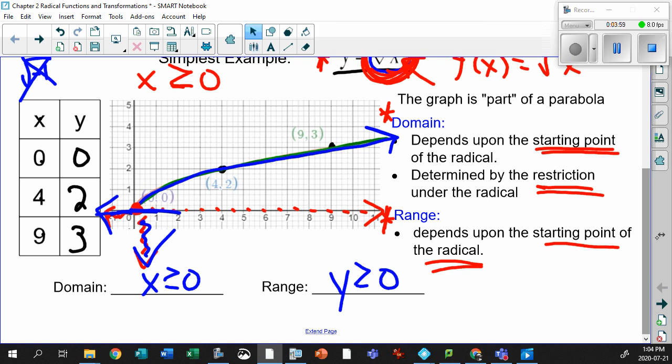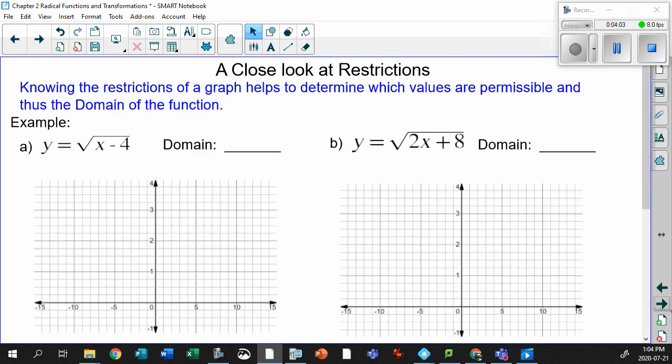Now, can we play around with this a little bit? Absolutely. Let's take a look at a couple of examples, and let's take a closer look at the restrictions. Okay, so knowing the restriction of the graphs helps us determine which values are permissible, and then eventually the domain and the range of the function. Let's look at this, and you'll see what I mean right away.